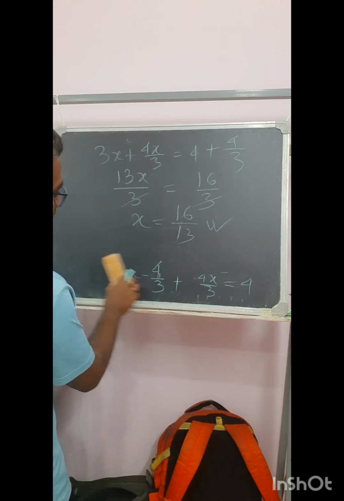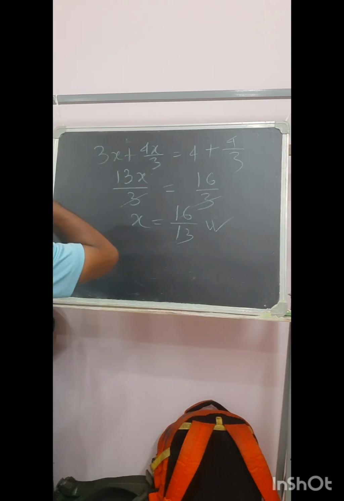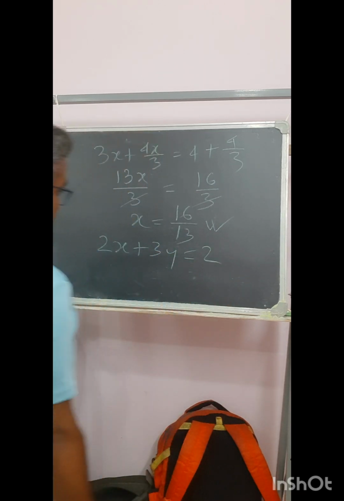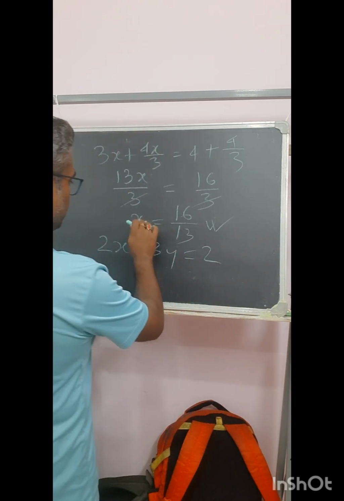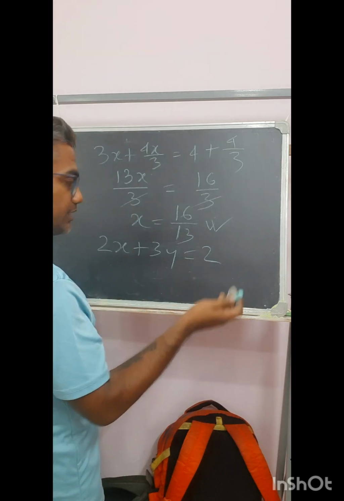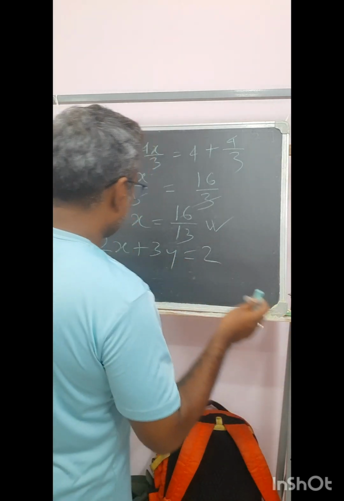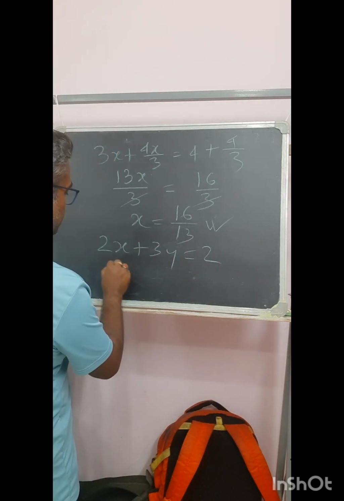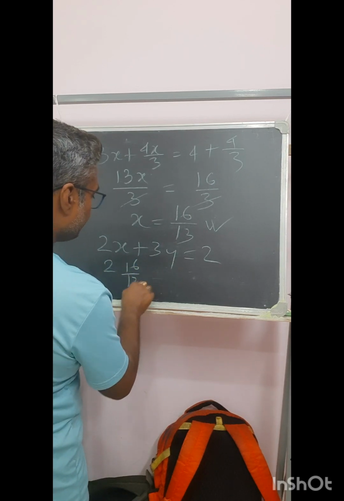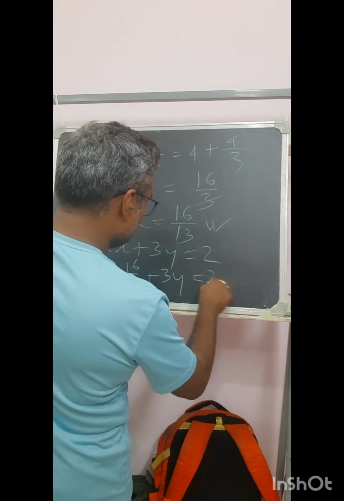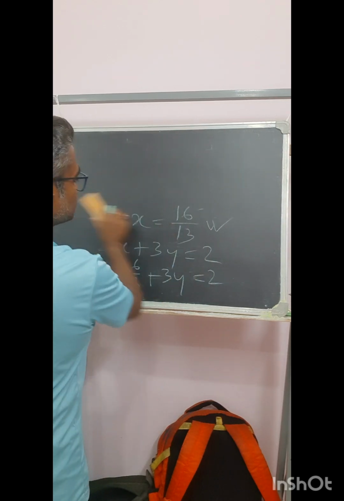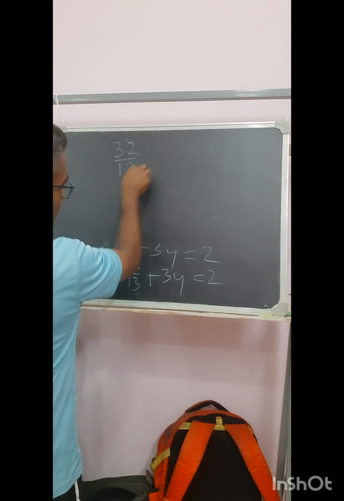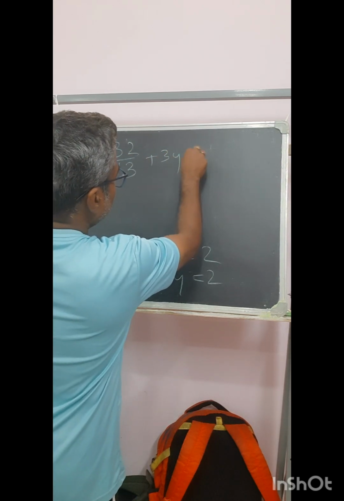Now this x value I can substitute in any of the equations. So I have taken 2x plus 3y is equal to 2, the first equation. Whichever equation you put the x value into, it will give you the same value of y in each case. So 2x is equal to 2 into 16 by 13, plus 3y is equal to 2. Now 32 by 13 plus 3y is equal to 2.